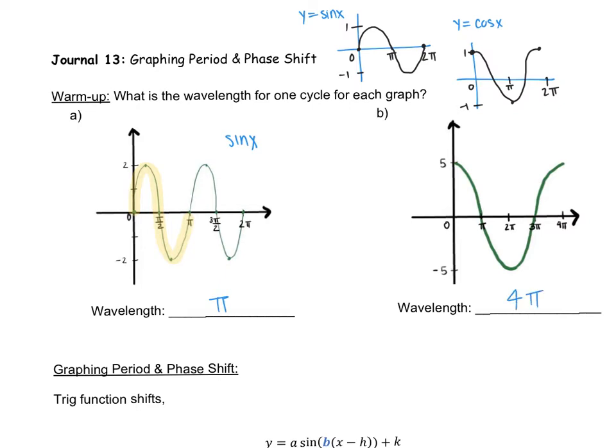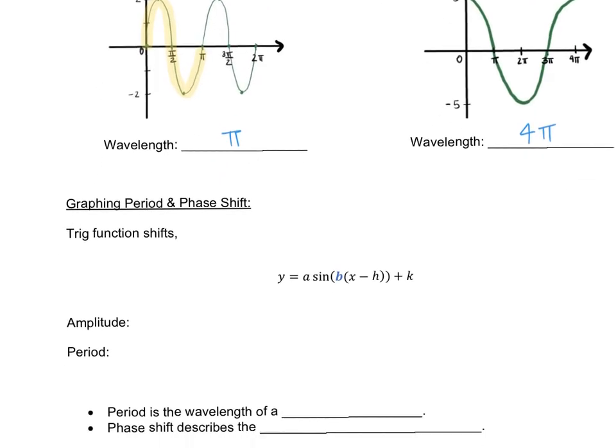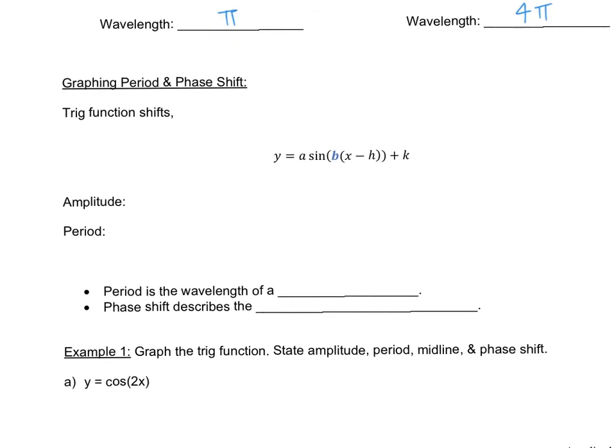So this helps us get into our next topic, which is understanding period and phase shift. Let's start with understanding period. Period is the wavelength of a full cycle. You just saw that when we were looking at the cycle, we wanted to know how long the cycle was or how long it took. That's considered the wavelength, which is another way of saying period. So period is the wavelength of one full cycle.